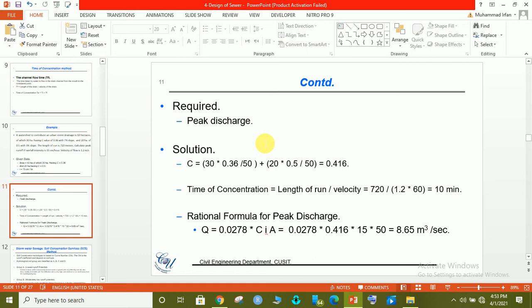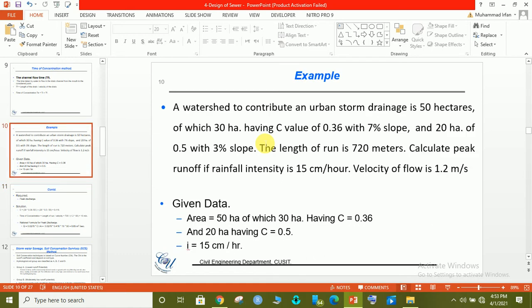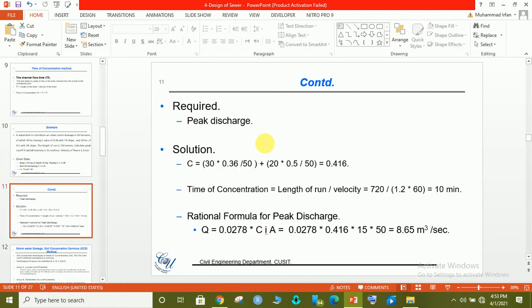So the time of concentration is equal to the length of runoff divided by the velocity. The length is already given, which is 720, and the velocity of the flow is 1.2 meter per second. So just convert it into minutes: 1.2 multiplied by 60 as the conversion to minutes, which is 10 minutes.